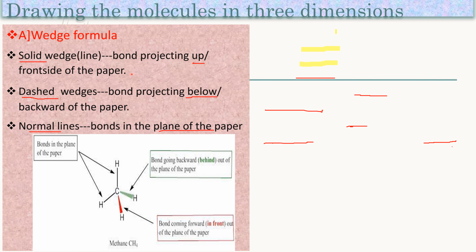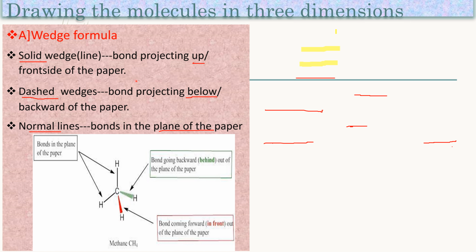The first way of drawing the molecules in three dimensions is wedge formula. Now wedge means lines. So different conventions of lines are used for representing the different types of bonds in this formula. First is solid wedge or solid line. Now in the structure you can see this red colored bond. It is a solid wedge. It is called a solid line.